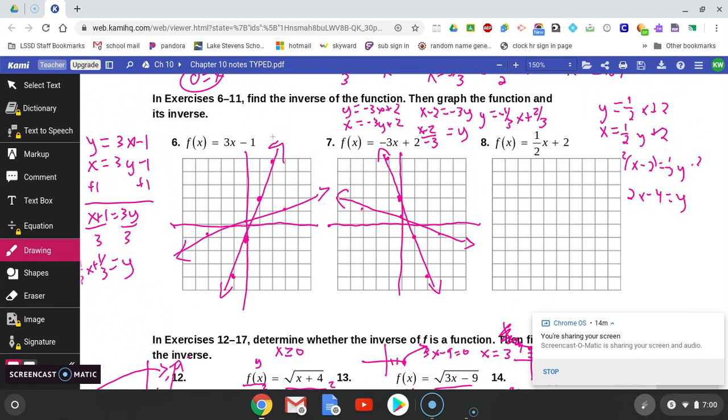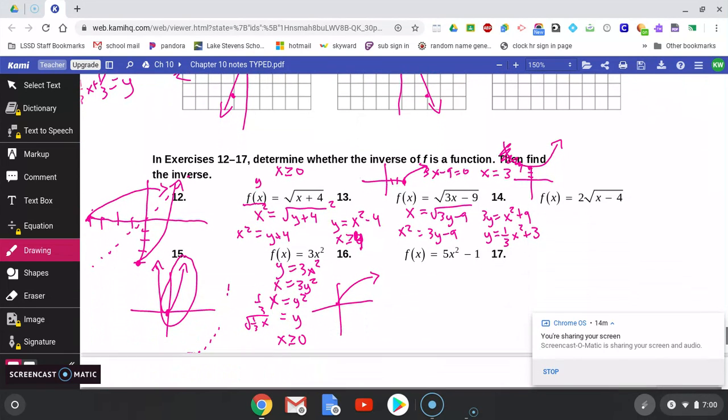Notice if it was originally a linear, the inverse is going to be linear, and so it's always going to be a function. So finding whether it's a function or not is going to be a little bit more straightforward. You don't have to worry about restricting the domain like we did down here.